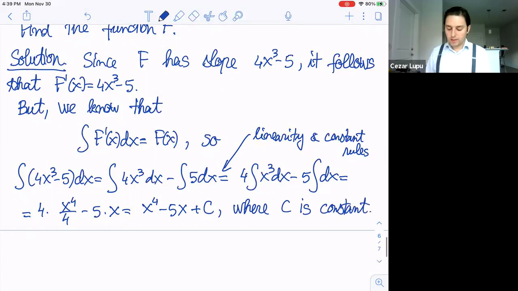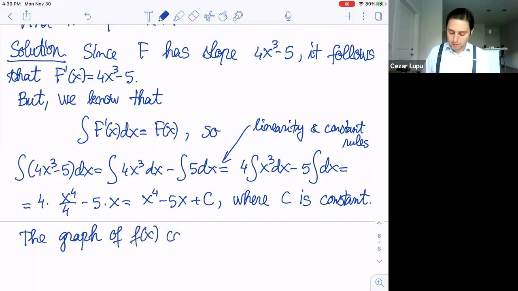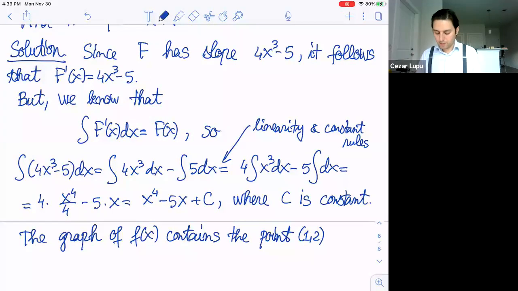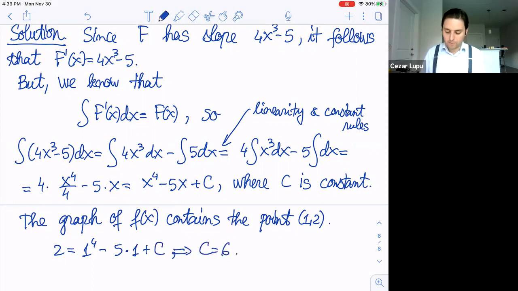Right? So this implies that the graph of f of x contains the point (1, 2). So this means that 2 is 1 to the power 4 minus 5 times 1 plus c. And from here, this implies that c is 6.